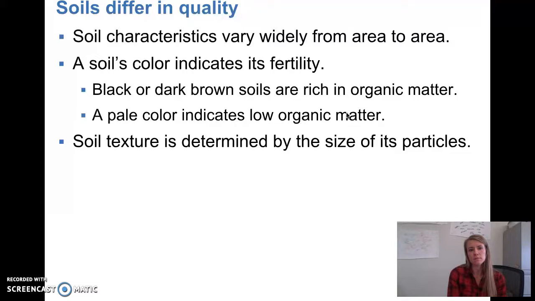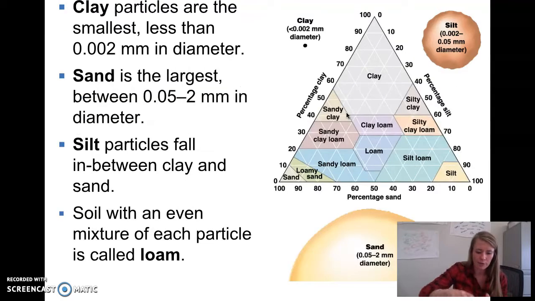Then we also talk about texture, which is the size of the particles in a soil. And so we have three different kinds we can talk about. Clay particles are the smallest, and they're less than 0.002 millimeters in diameter. We also have sand, which is the biggest. You've seen sand with your own eyes. That's between 0.05 and 2 millimeters in diameter, and silt falls between the two.